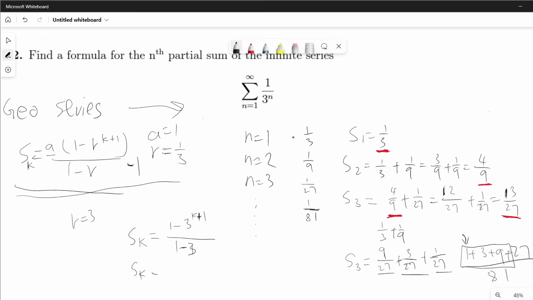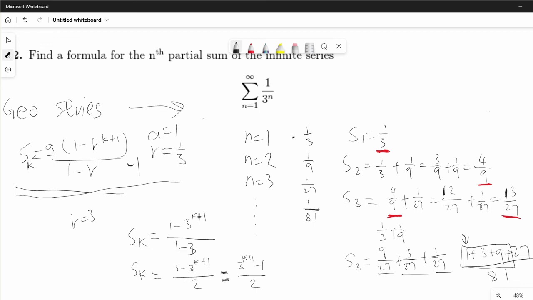And then s_k will equal to 1 minus 3 to the k plus 1 power over negative 2. And I'm going to divide 2 on both of these. I mean, divide negative 1. So I sort of flip the sign. So we have 2 on bottom and then flip the signs on top. S of k plus 1 minus 1.